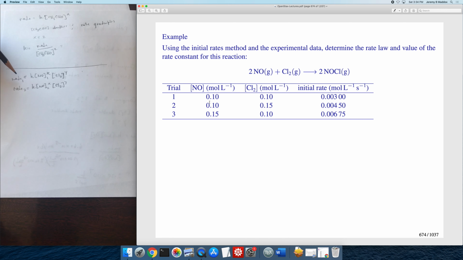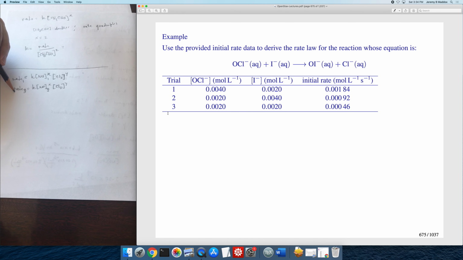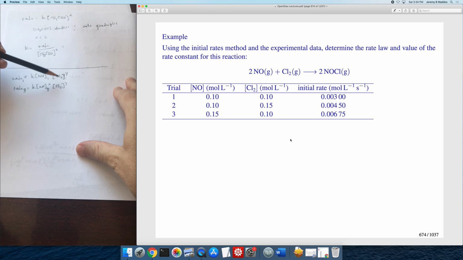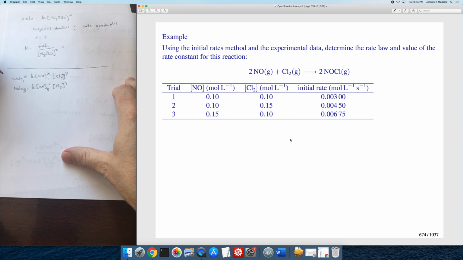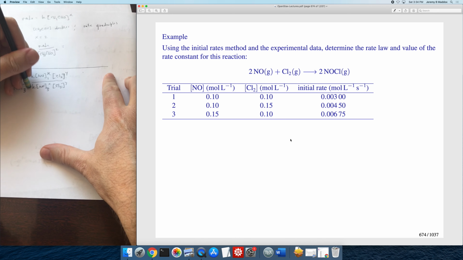And so we need to eliminate one of the unknowns in order to find them. And so what we'll do, I should have called it 3 for trial 3. So the subscript here is the subscript for trial 1 with these values for the concentrations and the rate. And then subscript 3 is for trial 3 with these concentrations and this rate. Now notice that the chlorine concentration is the same in both of them. So what I'm going to do is a little algebra trick. I'm going to divide the top equation by the bottom one, just like that.